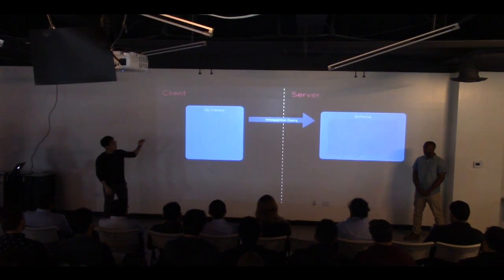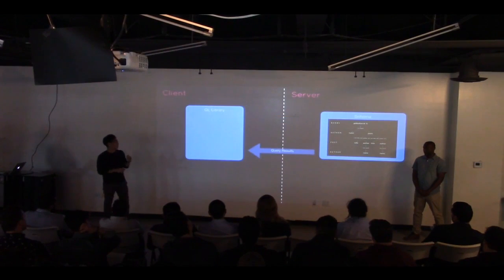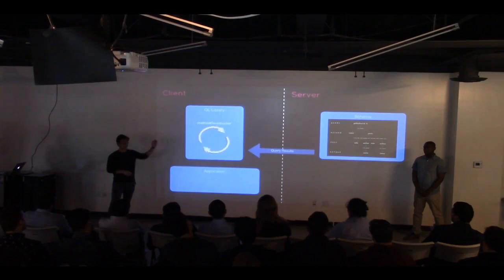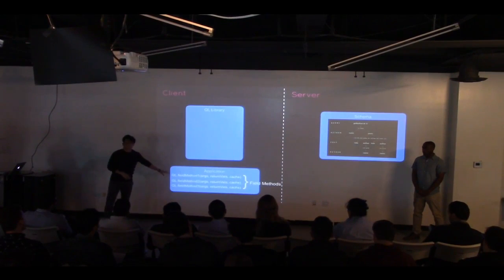It then examines the schema that was defined in the backend and returns all types of fields back to our library as a JSON object. Our library then parses through this JSON object using a method constructor algorithm. This algorithm follows a linked list pattern to dynamically build both nested and non-nested field methods for the developer to call on in their application.